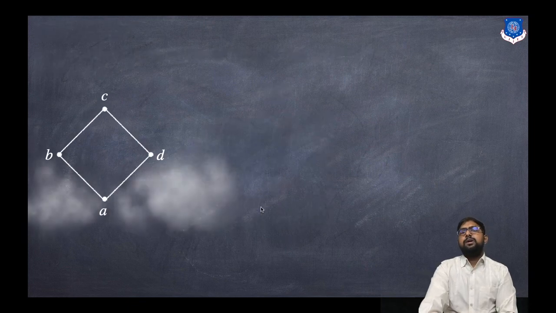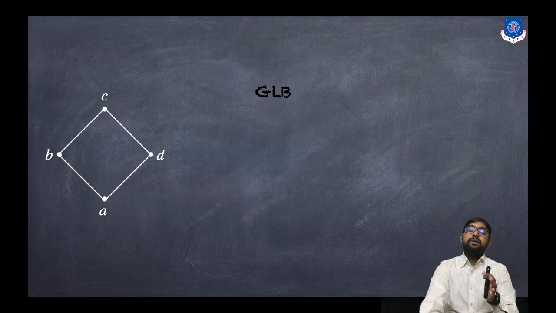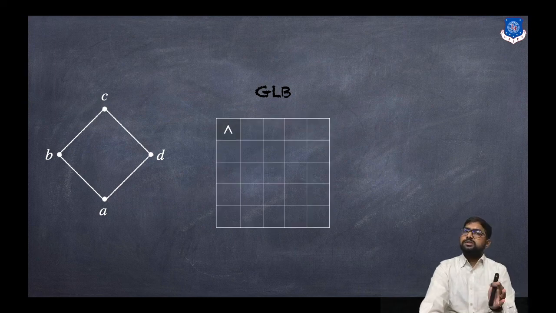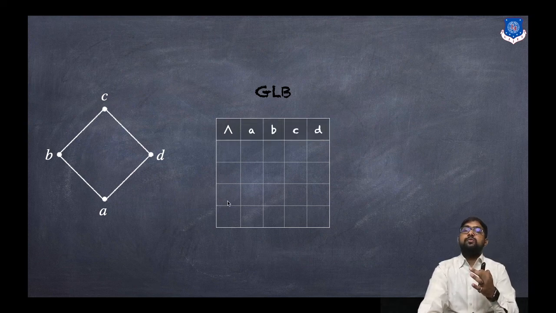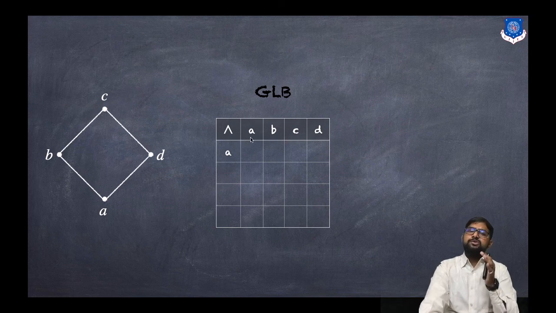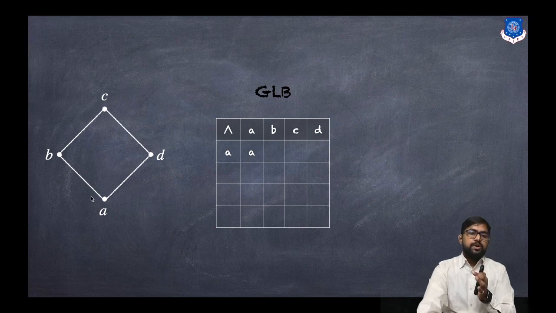Now for the same graph, we will construct the GLB table. This is the GLB symbol. In the column we will write A, B, C and D, and also in the row we will write A, B, C, D. Now A and A is the same point, so the greatest lower bound will be the same, A. Now A and B: here A is the lower bound and the greatest one, so it will be A.